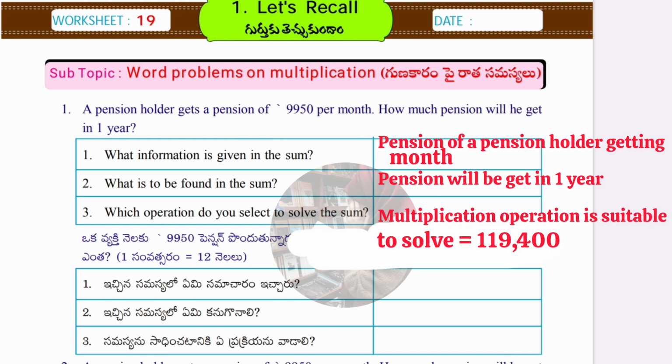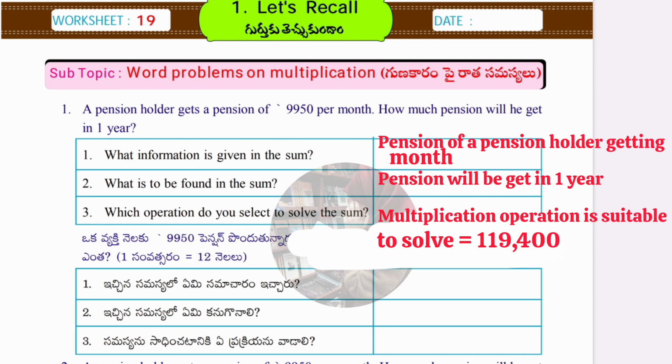So here we have given three questions. What information is given in the sum? Pension of a pension holder getting per month. Next question: what is to be found in the sum? Pension he will get in 1 year. Third question: which operation do you select to solve the sum? Here multiplication operation is suitable to solve.